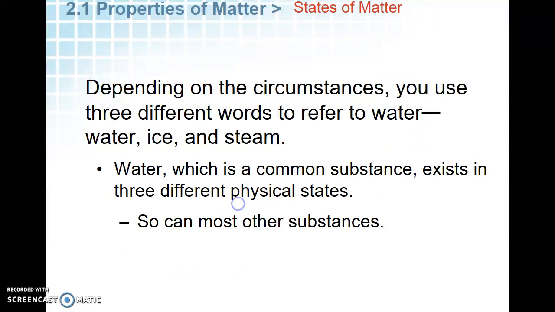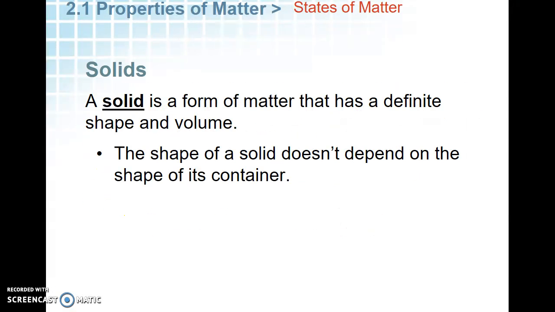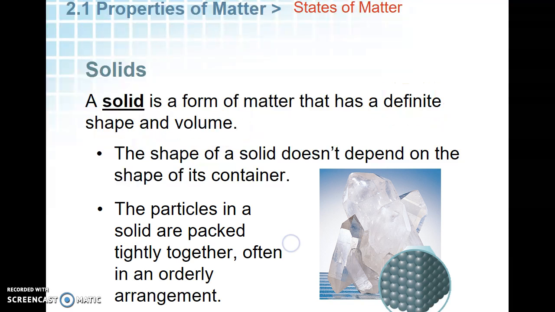So, states of matter, very quickly. This is something you probably should have learned in ICP, but we'll go over it. Water is the most common substance and exists in 3 different physical states. The 3 states of matter are solid. In a solid form, it has what we call a definite shape and volume. It will keep its shape and volume no matter where we put it. We can put it in a box and it will keep the same shape and volume.